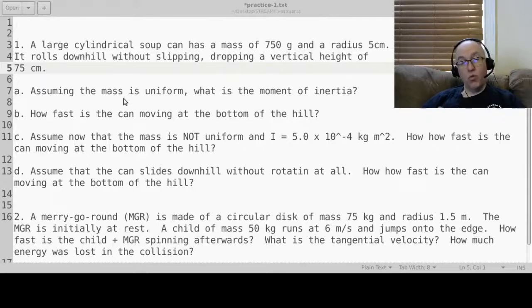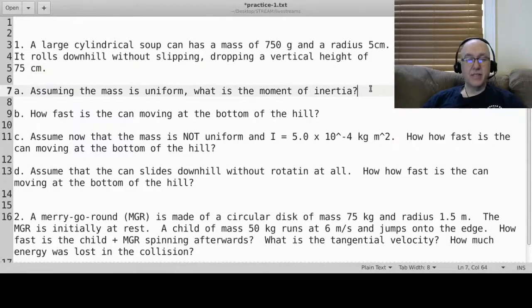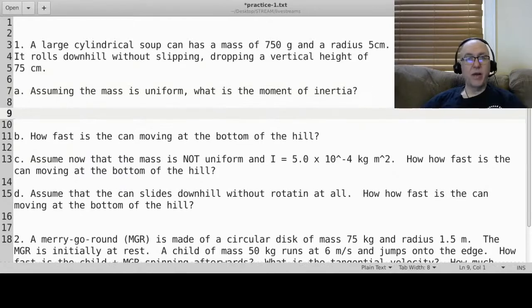Ordinary mass is how hard it is to get something accelerating. That's what F equals ma is all about. And moment of inertia is how hard it is to get something turning. That's what tau equals I alpha is all about. So let's start off here. Assuming the mass is uniform, what is the moment of inertia? Well, the formula for that is pretty easy. It's this one right here.